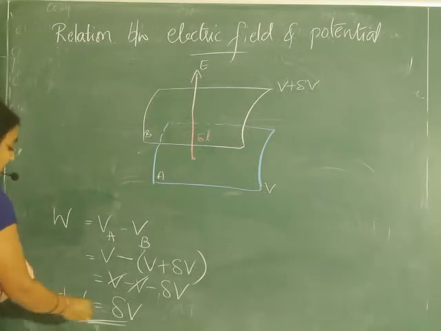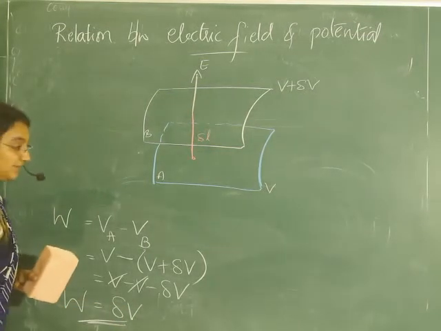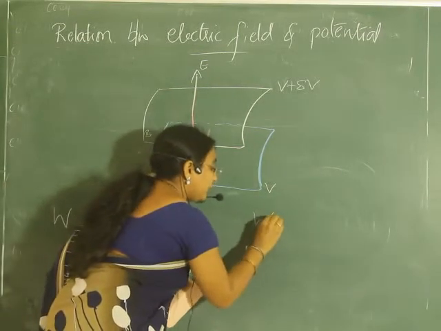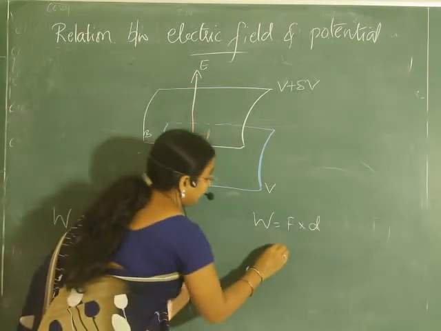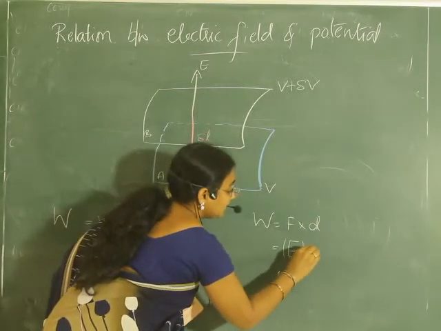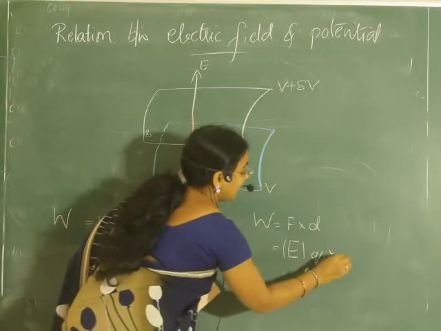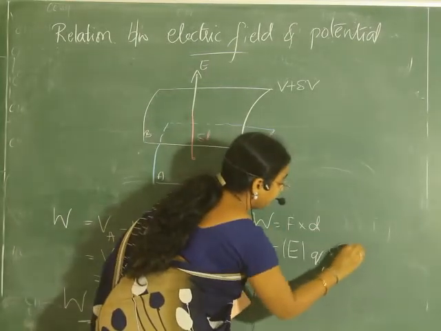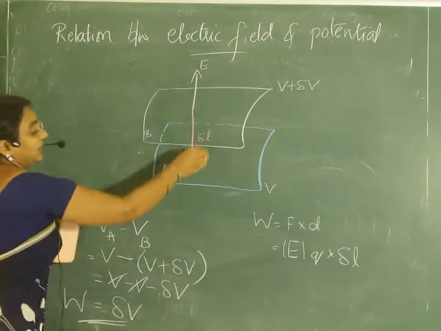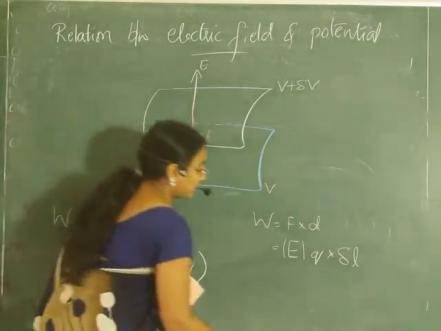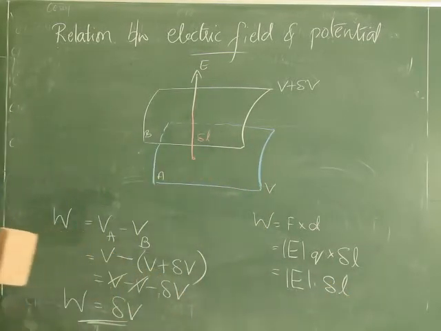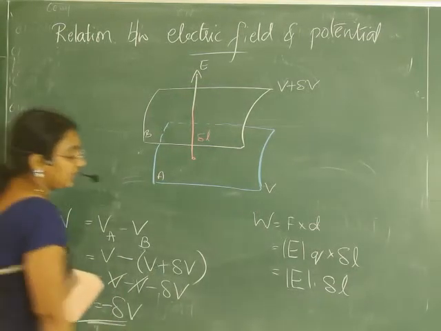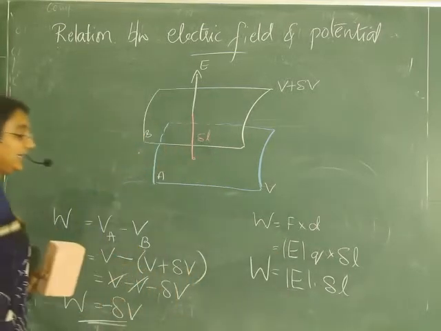So W is equal to delta V we get. Next, we also know that W is equal to force into displacement. The force is nothing but electric field into charge, and the displacement is delta L. Here we are moving a unit positive charge, so Q is equal to 1, giving electric field into delta L. Sorry, the minus sign is left out. W is equal to minus delta V. Here W is equal to E into delta L.